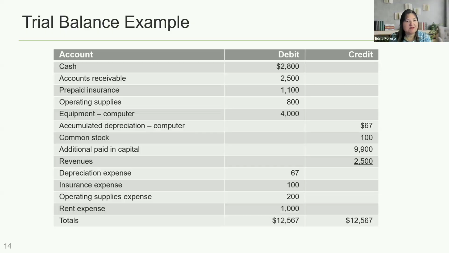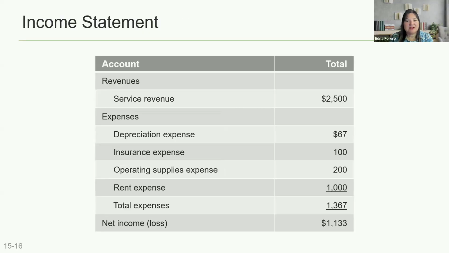So looking at the bottom of our trial balance sheet, we'll see that both balance at $12,567. So what they've put out as debits equals what they've received in credits. So we want to make sure that those match.